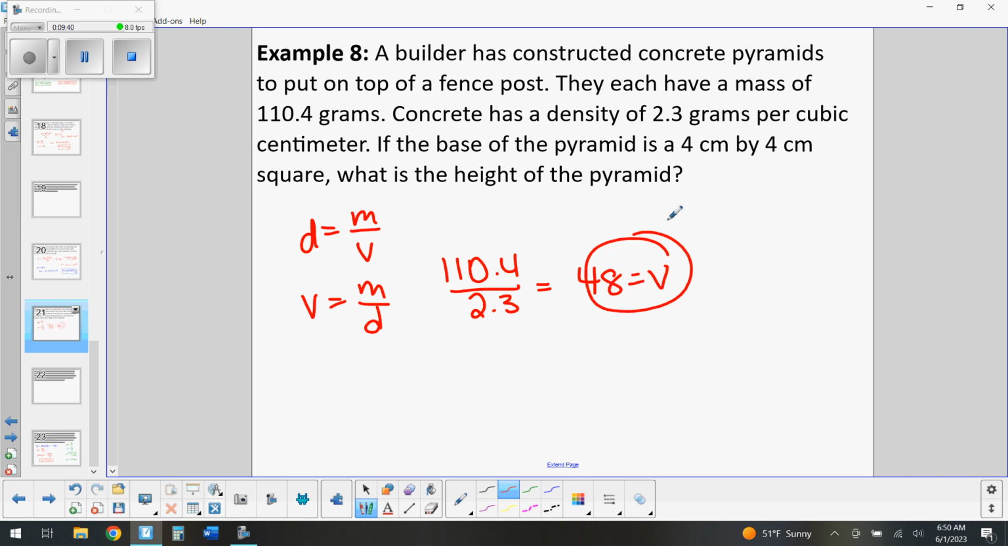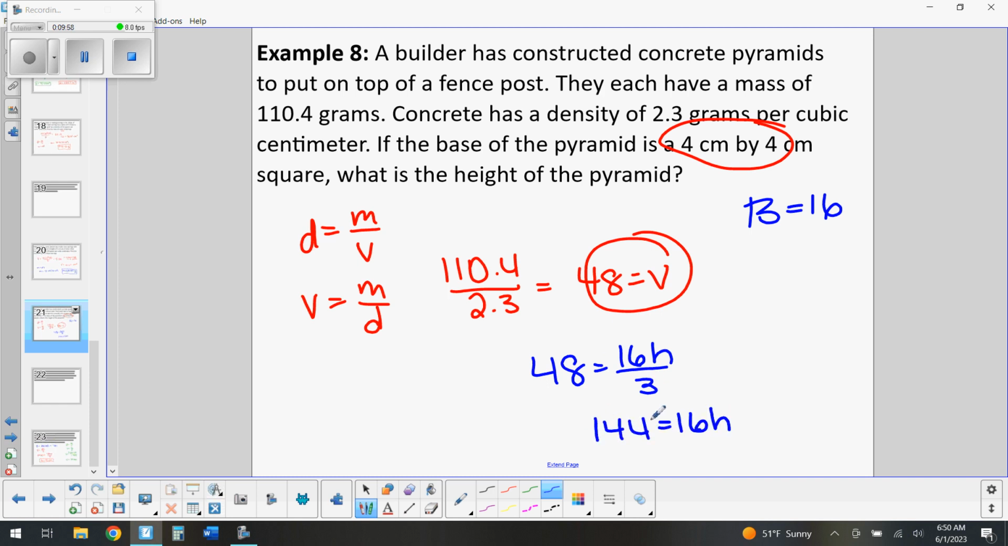So if I know the volume is 48, I'm going to take the formula for the volume. We know the base, 4 by 4, B is 16. So 48 equals 16h over 3. I'm going to multiply both sides here by 3. And now divide by 16, so h is 9 centimeters.